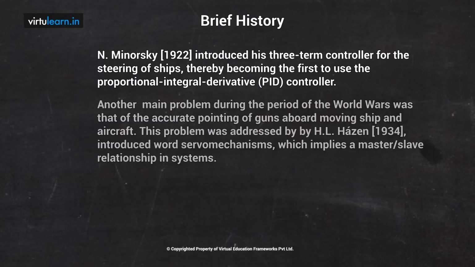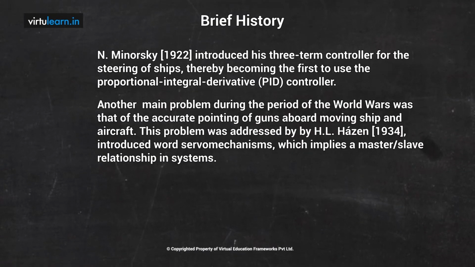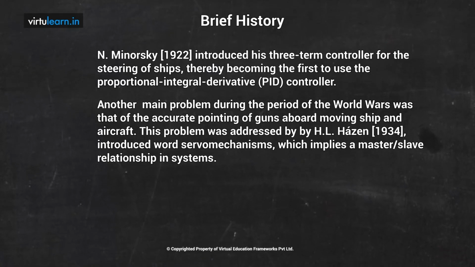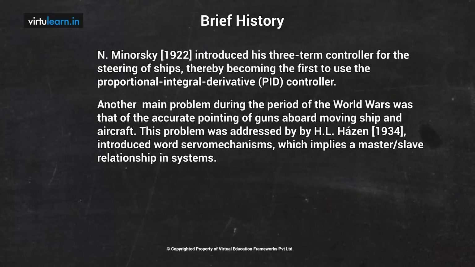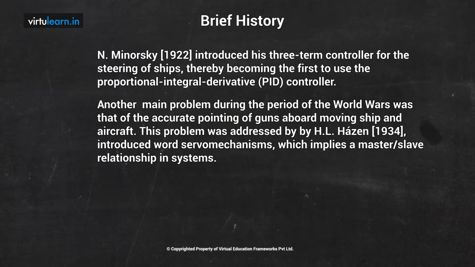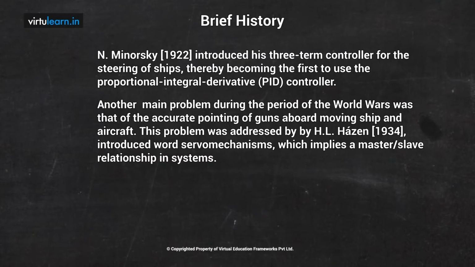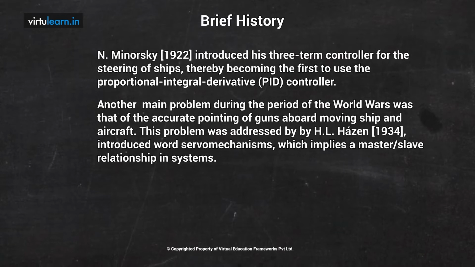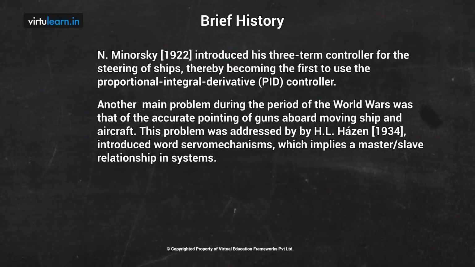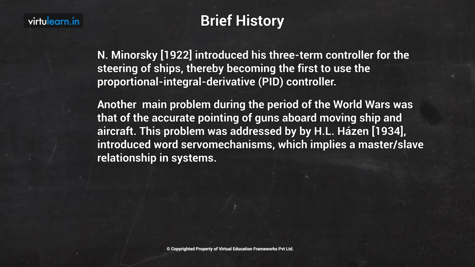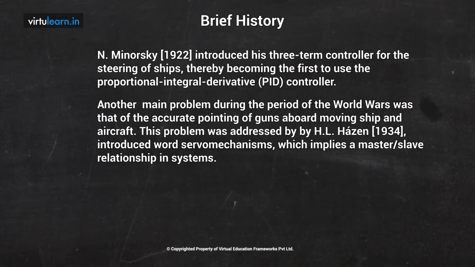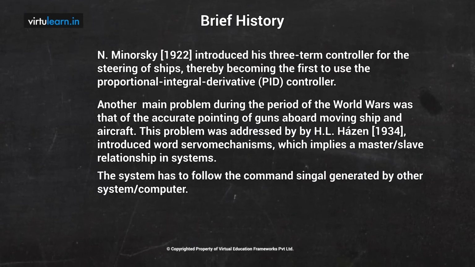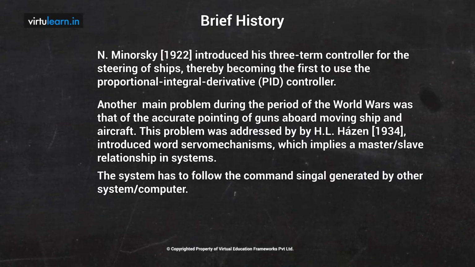Then other developments happened during the World War because there was a problem. The main problem was the accurate positioning of the gun on moving ships as well as moving aircraft. This problem was addressed by Hazen in 1934 by introducing the servo mechanism to the world. He is the first person who introduced the servo mechanism, where we have the master-slave concept. The system has to follow the command signal generated by another system or a computer.